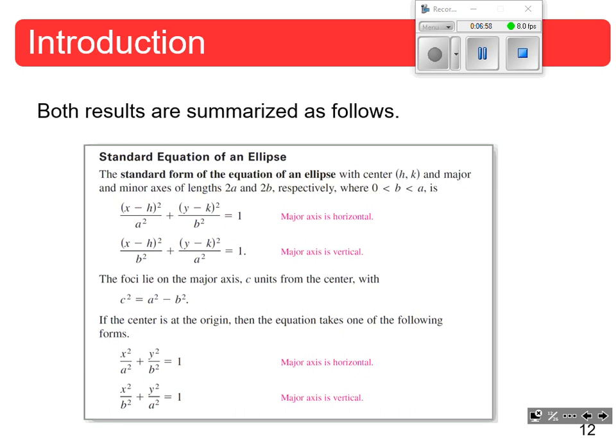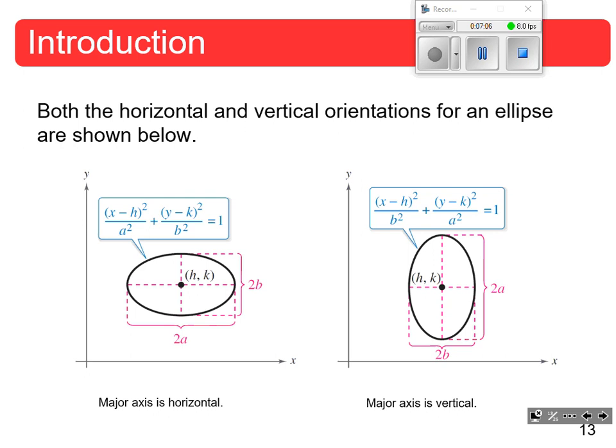Now, it does work out if the center is at the origin 0, 0. Essentially, we're plugging in 0 for H and K. So when the major axis is horizontal, we get this here: A is connected with X. When it's vertical, A is connected with Y.